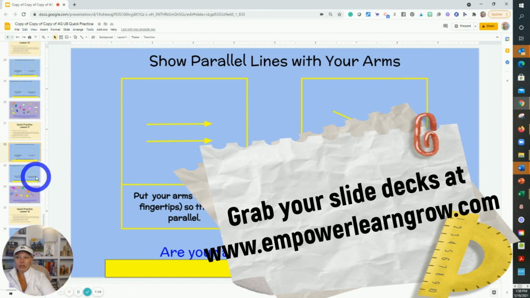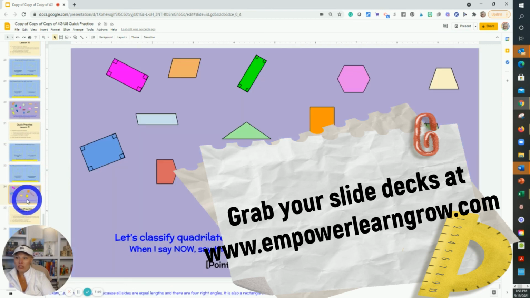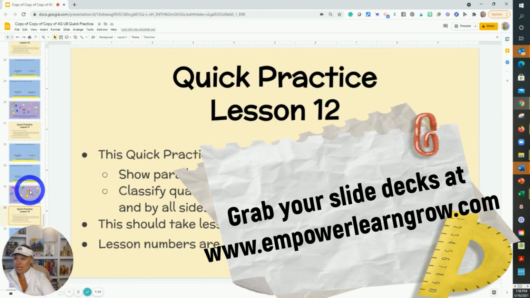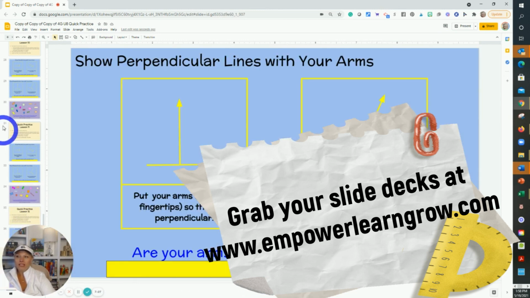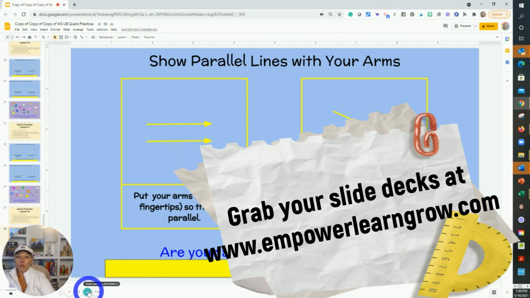When you get to lesson 11, you'll notice you have those same 3 slides. Then you have lesson 12 there. And you'll see the same thing all the way till the end of lesson 12. So that is your quick practice, my friends, for Unit 8.